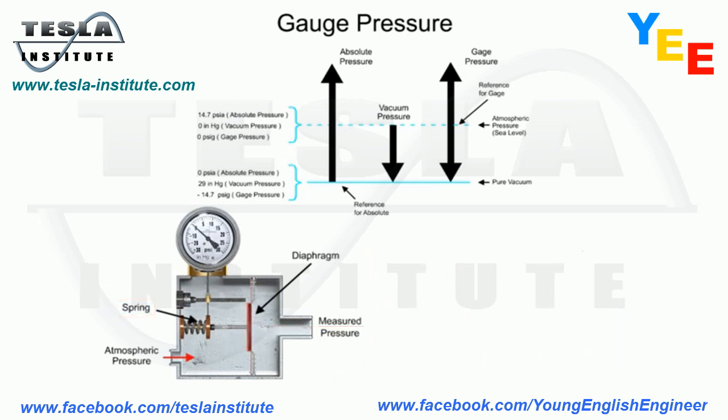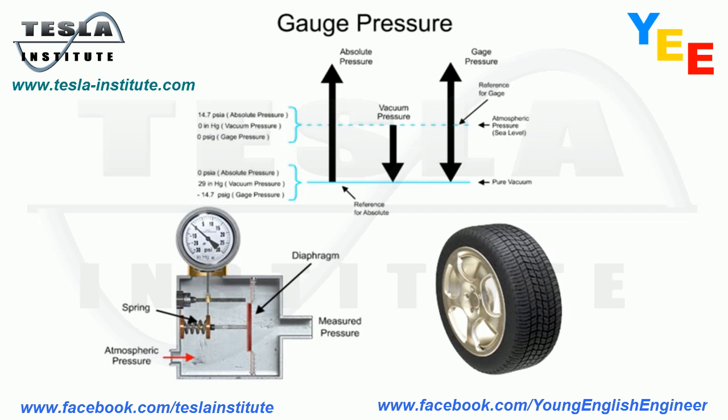Positive gauge pressures are demonstrated with an inflated tire. When the sensing element is attached to the tire, a positive pressure is indicated on the gauge.